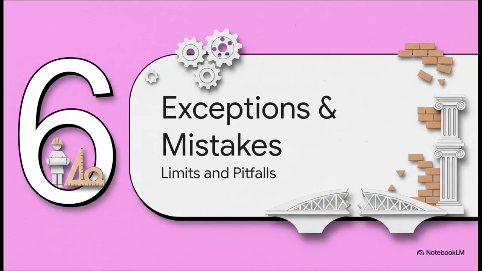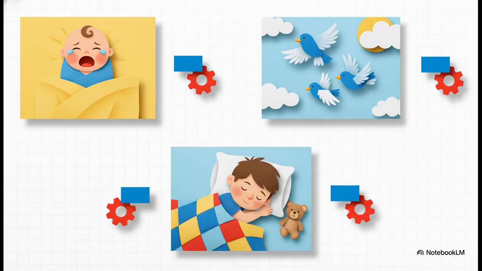Section 6, Exceptions and Common Mistakes. Because let's be real, even great architects must know the limits and the common pitfalls of the materials they're using. Now, what's really interesting about this slide is that we don't always need all three blocks. Sometimes, a verb is strong enough to stand entirely on its own without a green object block.